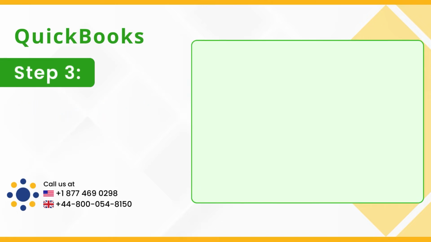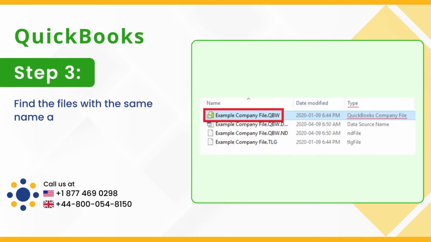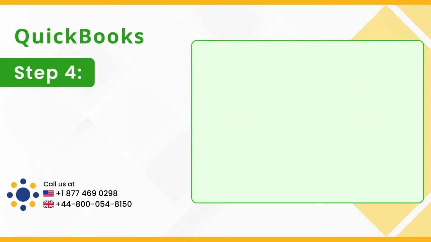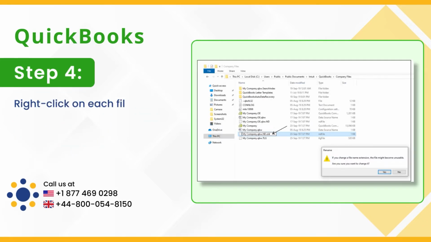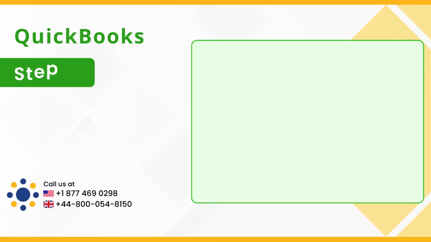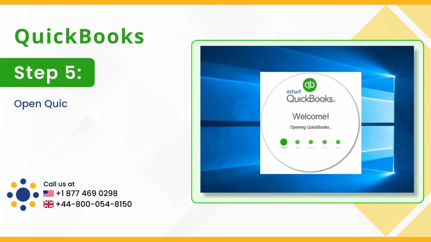Step 3. Find the files with the same name as your company files but with .nd and .tlg extensions. Step 4. Right-click on each file and select Rename, then add Old at the end of each file. Step 5. Open QuickBooks and see if the error is resolved.